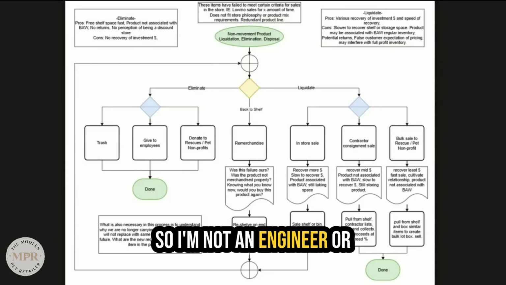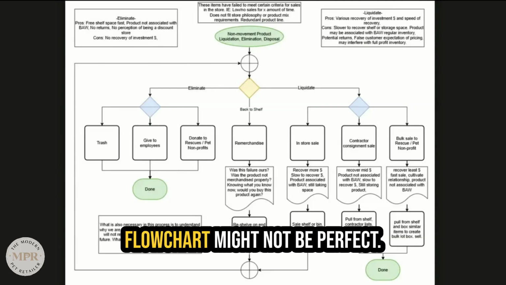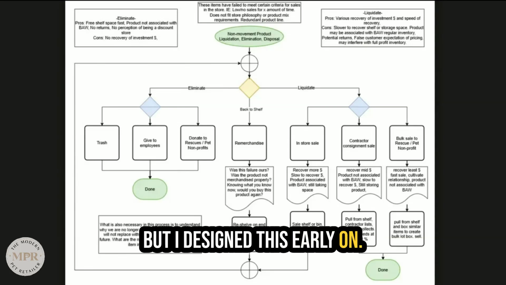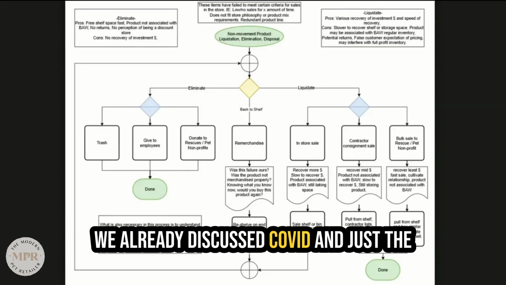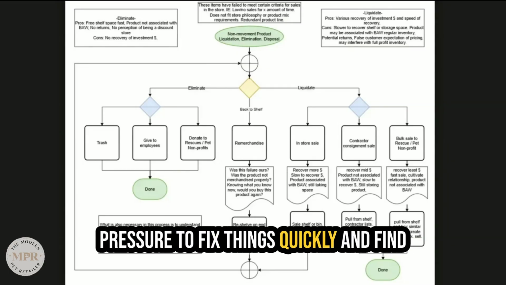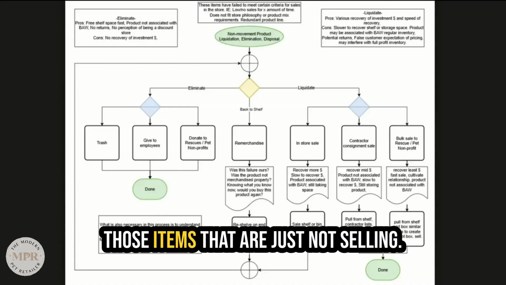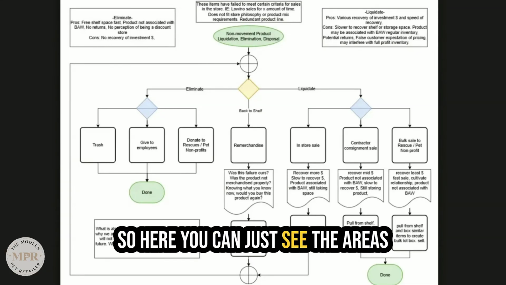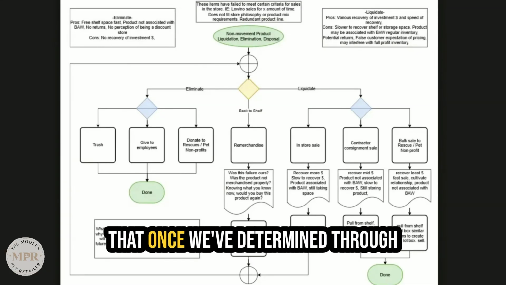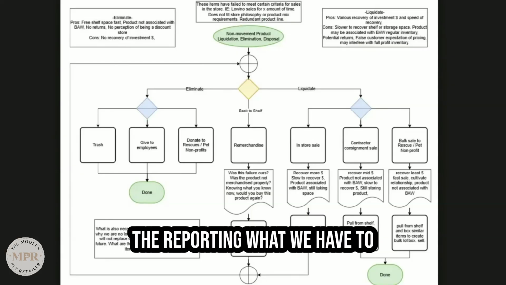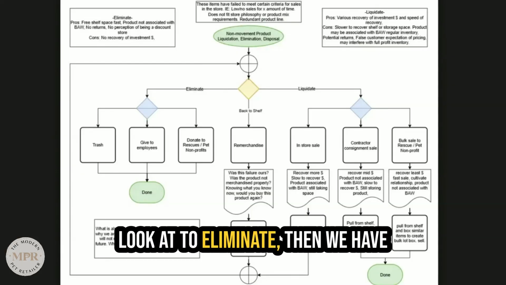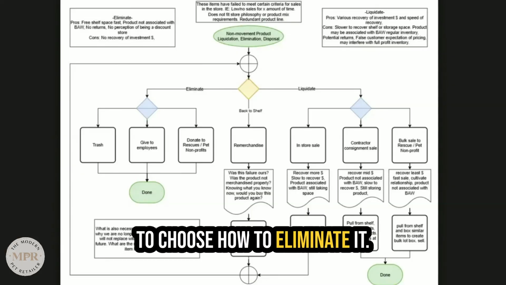So yeah, I'm not an engineer or computer science, so my flowchart might not be perfect. But I designed this early on. We already discussed COVID and just the pressure to fix things quickly and find those items that are just not selling. So here you can just see the areas that once we've determined through the reporting what we have to look at to eliminate, then we have to choose how to eliminate it.